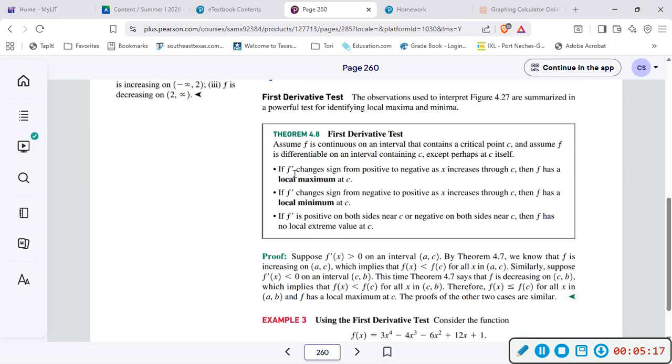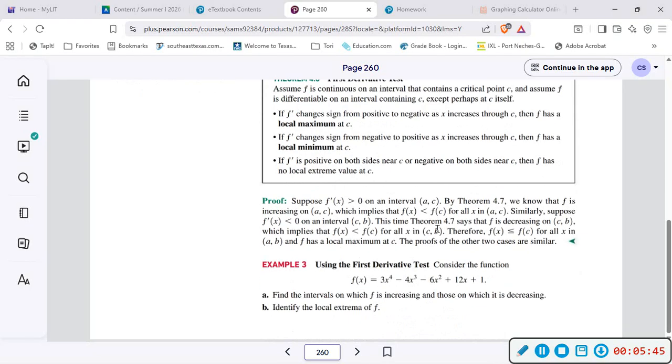It says if f prime changes sign from positive to negative as x increases through c, f has a maximum. So it's going positive and then starts going negative. That means you've got a hilltop. It's going to be a maximum. If it changes sign from negative, it was going negative slope and then goes to increasing through c, it's a minimum. If f prime is positive on both sides near c, it has no local extreme value at c.